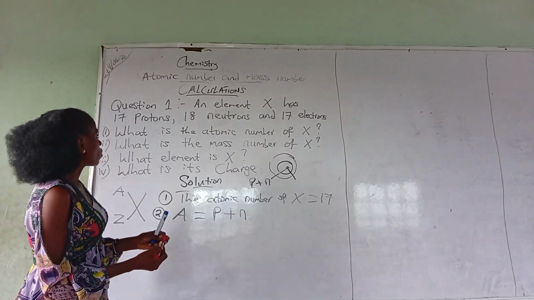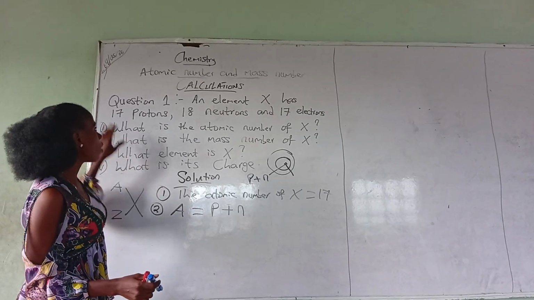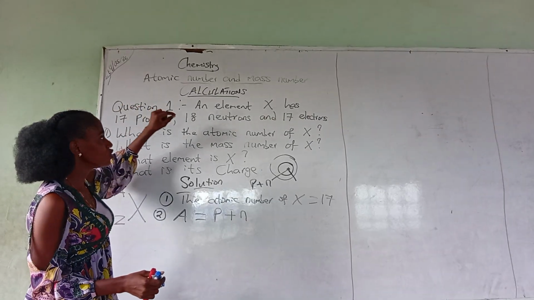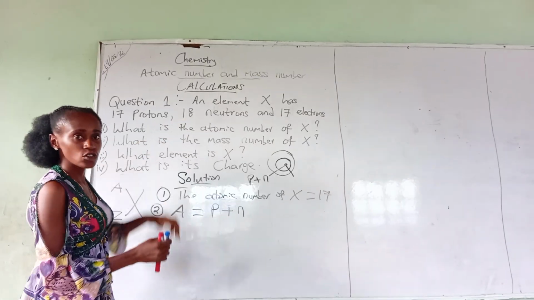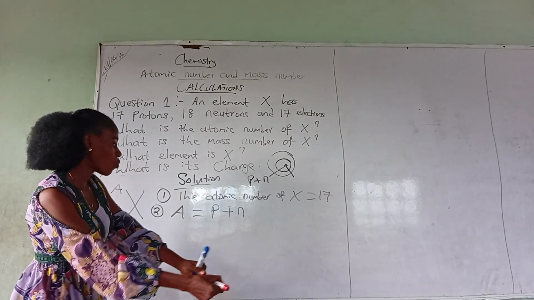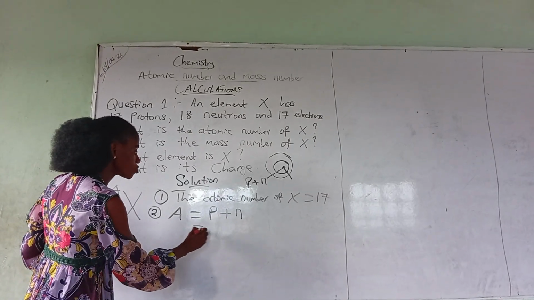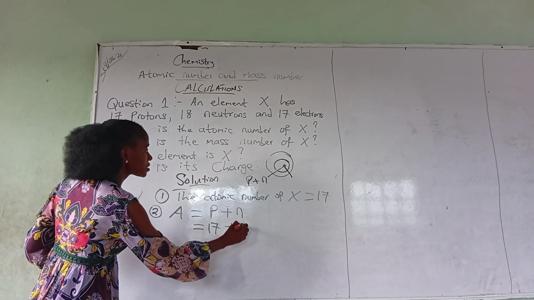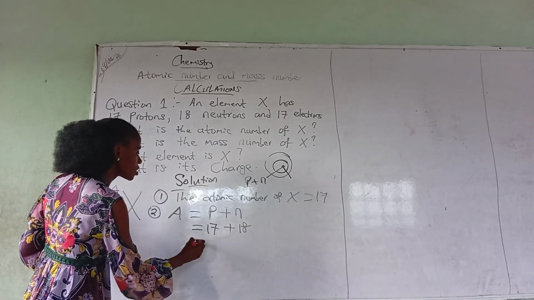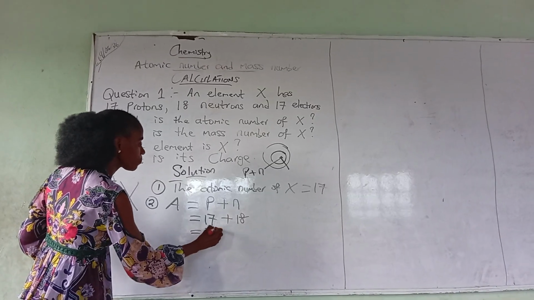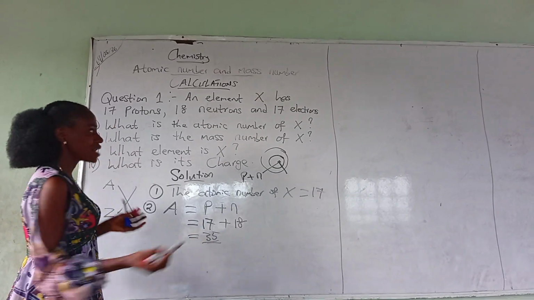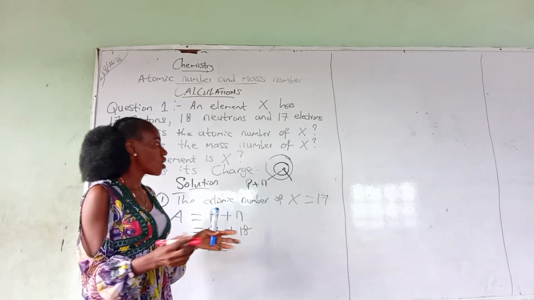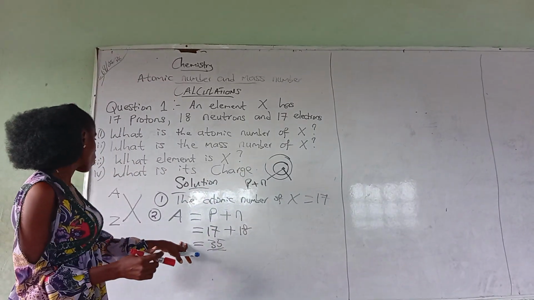From the question, we have our number of protons as 17, remember? And then our number of neutrons as 18. So, simple calculation. This is equal to 17 plus 18. And that will give you 35. So that is just the calculation there. Nothing serious. So after this is the second question done.